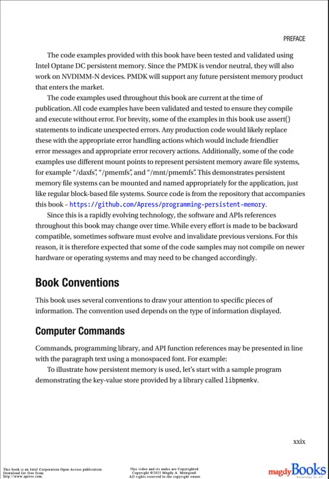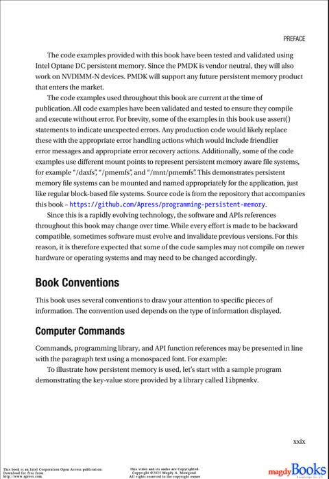Source code is from the repository that accompanies this book, https://github.com/apress/programming-persistent-memory. Since this is a rapidly evolving technology, the software and APIs referenced throughout this book may change over time. While every effort is made to be backward compatible, sometimes software must evolve and invalidate previous versions. For this reason, it is expected that some of the code samples may not compile on newer hardware or operating systems and may need to be changed accordingly.